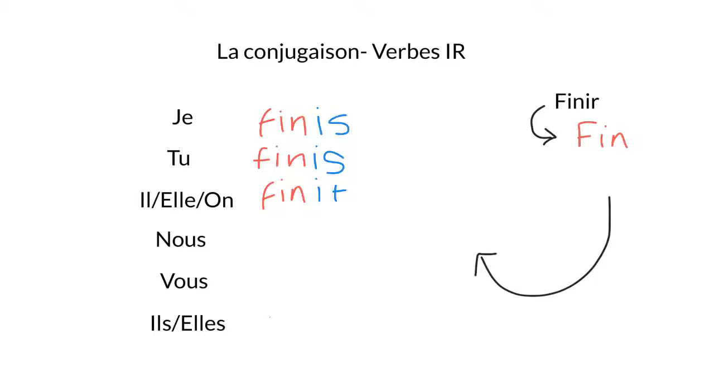However, it is the next bit that I found it quite difficult to do. So it is nous finissons. So it has fin, and it has an I and then a double S before the ONS regular ending. However, this is a regular pattern for IR verbs. However, the ONS can be found in many conjugations of nous. And then it is vous finissez. And then for ils, elles, it is ils finissent.